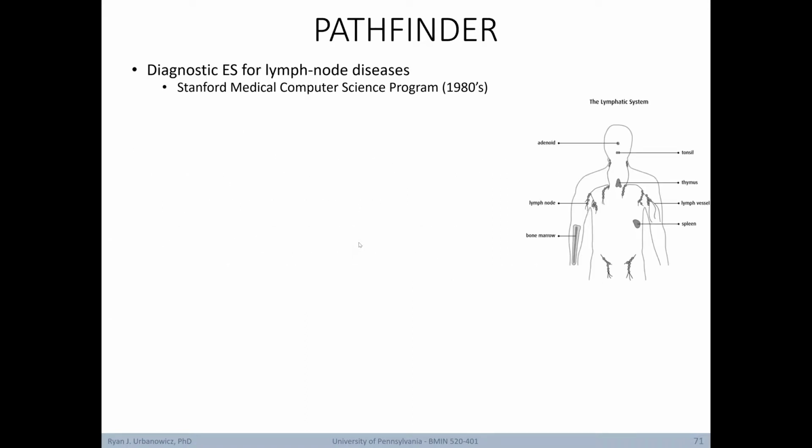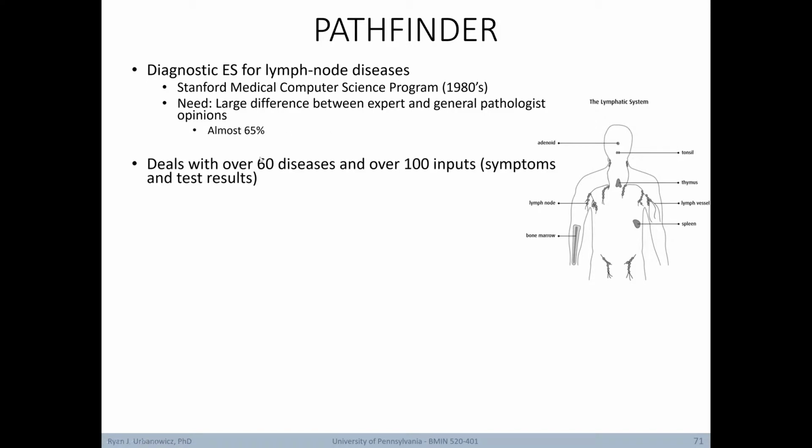The expert system Pathfinder was designed for the diagnosis of lymph node diseases. It was developed at Stanford Medical's computer science program in the 1980s. The need to create Pathfinder came from the observation that there was a large difference between expert and general pathologist opinions when it came to diagnosis, and this difference was almost 65%. Pathfinder deals with over 60 diseases and over 100 different inputs of symptoms and test results.